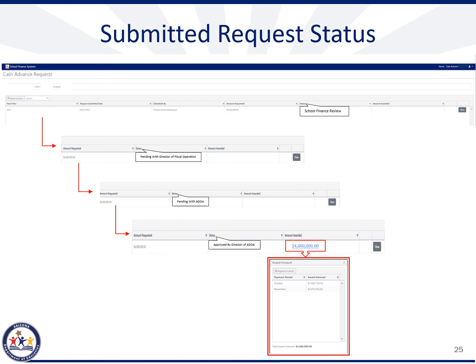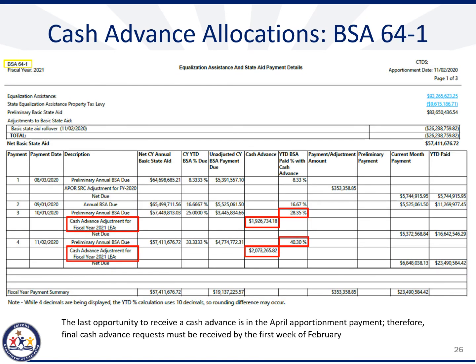This is exportable. I wanted to show a copy of the BSA 64-1 with the approved cash advance distributions included. You can see in the description column where it shows cash advance adjustment for fiscal year 2021, then the allocation in the cash advance column, and finally the column for the year-to-date basic state aid paid percentage with cash advance. This is to show that we are not distributing more than 75% prior to May per statute.